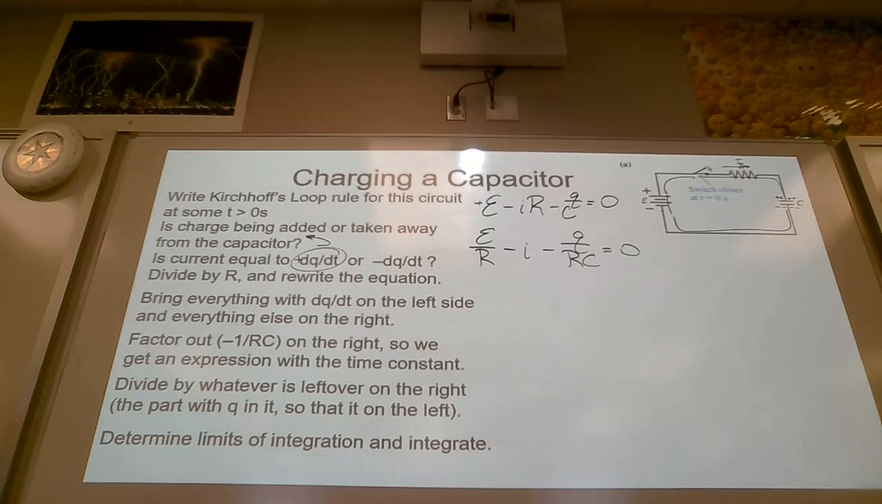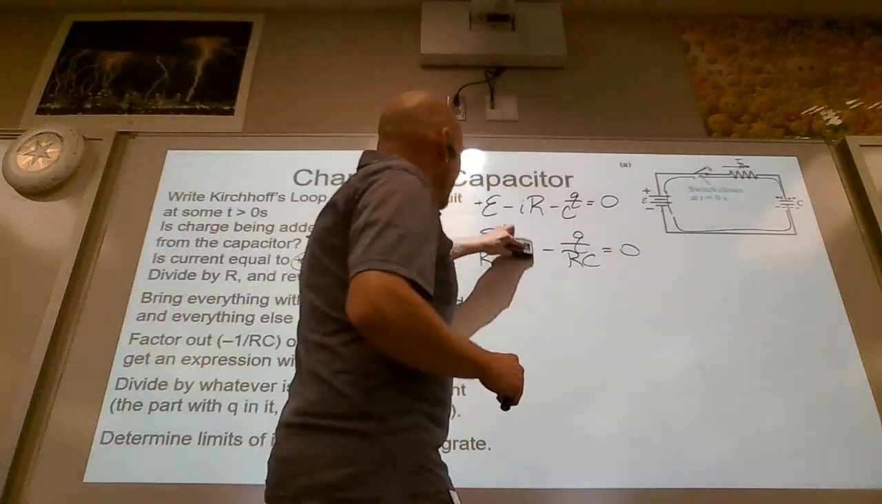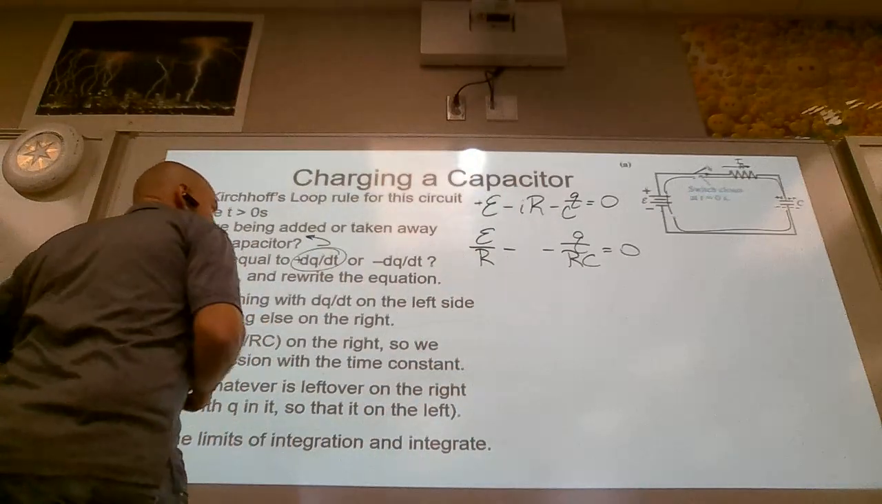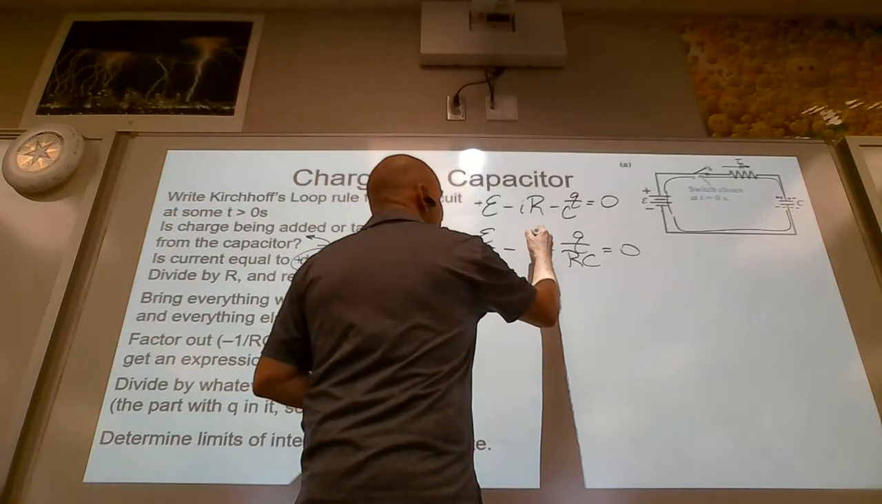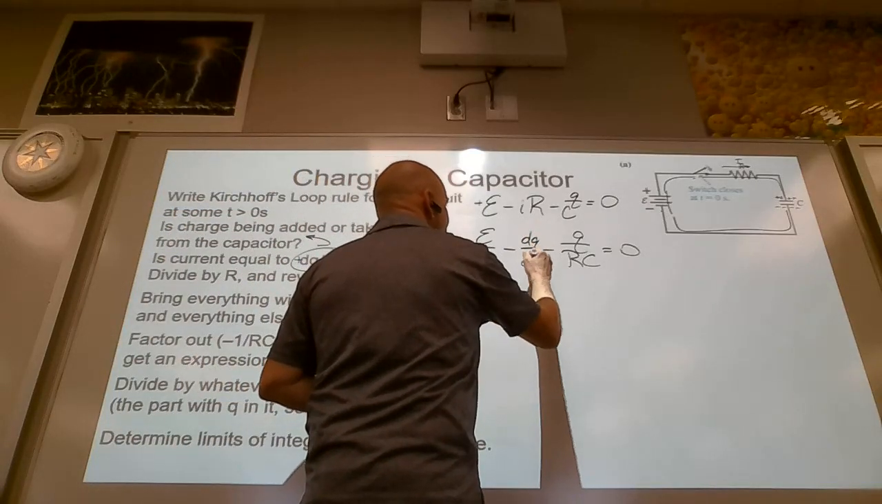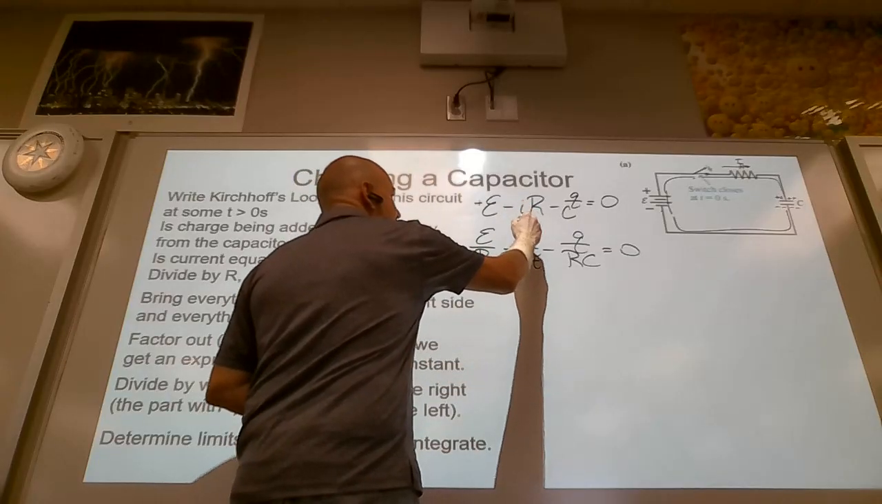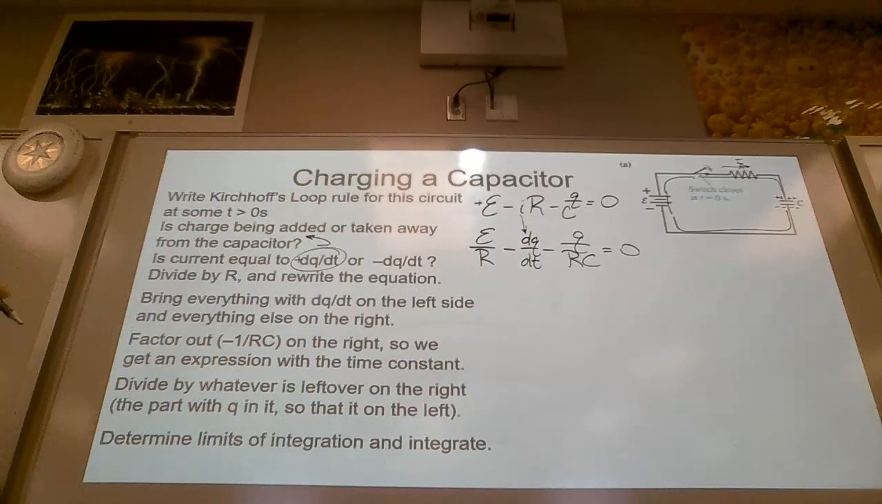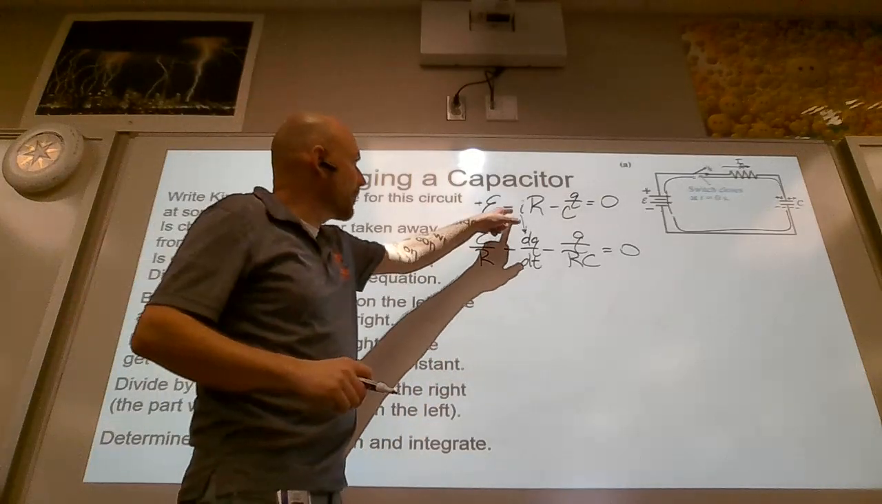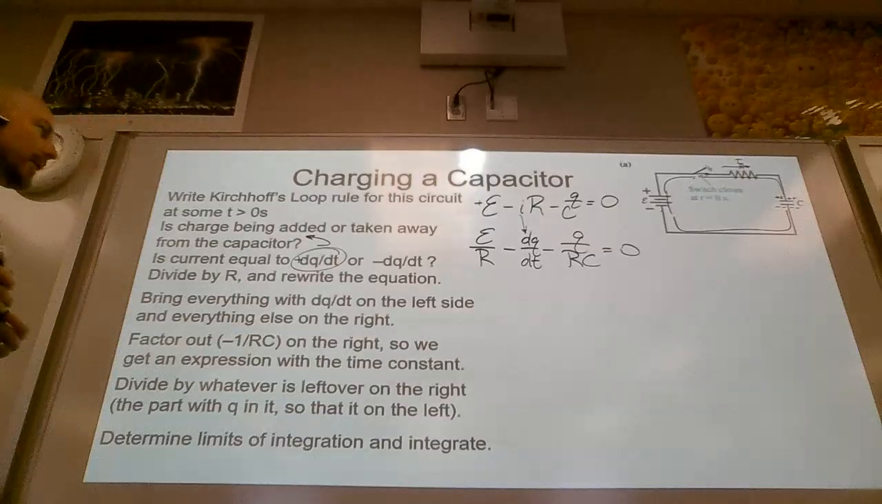Okay. Wait a minute. Rewrite the equation. We're making that dq over dt. There we are. Good with that. This negative came from the fact that we had a voltage drop.